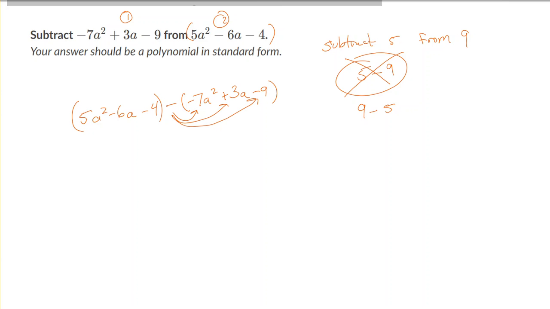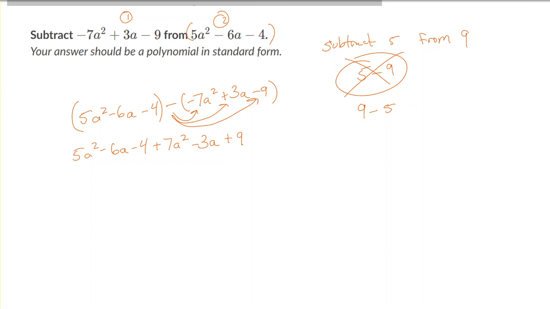So I'm just going to take my time and be careful here. I'm going to rewrite this entire problem distributing that minus sign. Nothing changes in my first polynomial. I know minus a minus makes a plus. I know minus a positive 3a is going to make a minus 3a. And a minus negative 9 is going to make a plus 9. Now this is correct, it's just not simplified.